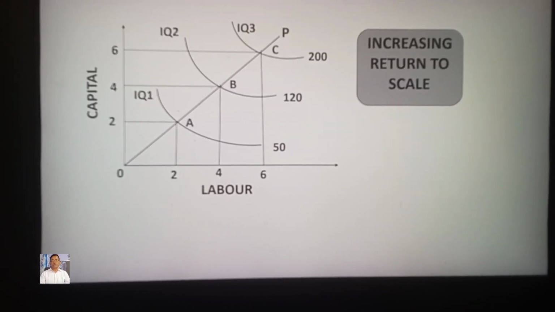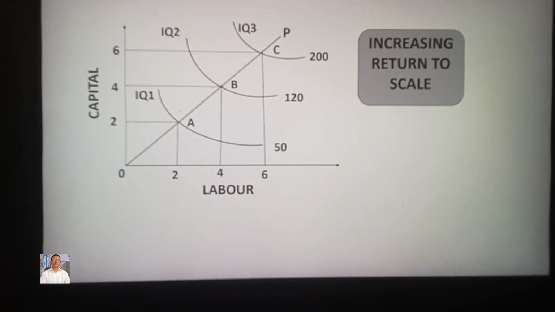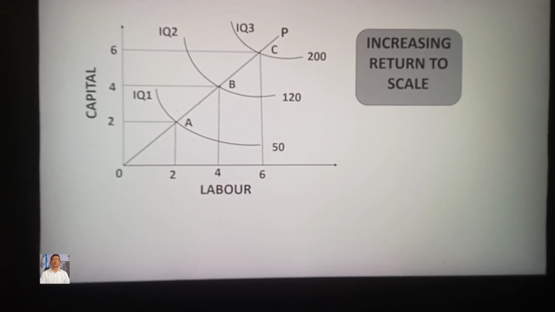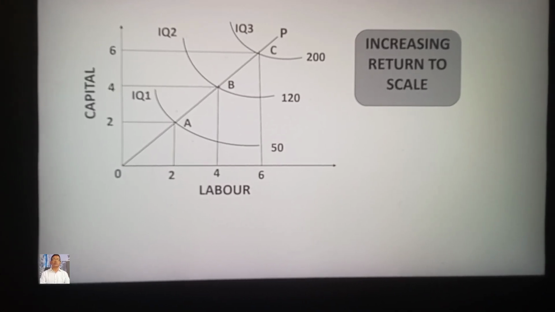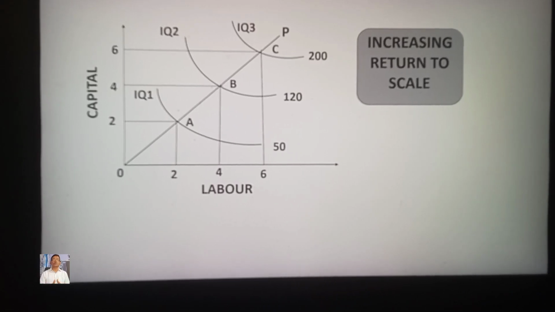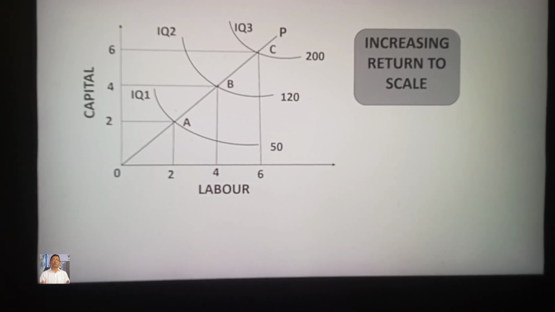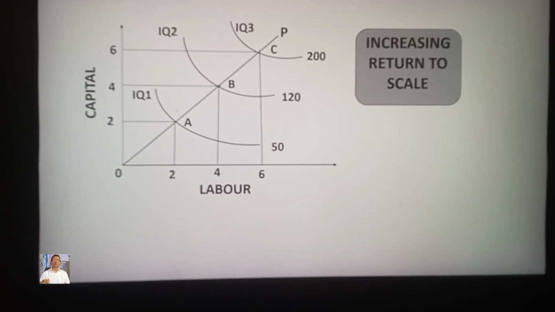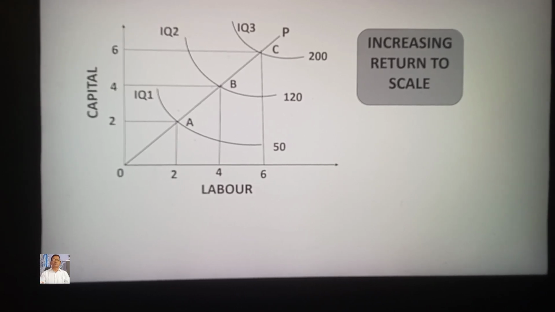As shown in the figure, a movement from A to B shows that the amount of input is doubled. When labor and capital are doubled from 2 to 4 units, output increases more than double, that is, from 50 units to 120 units. This is increasing return to scale, which occurs because of economies of scale.